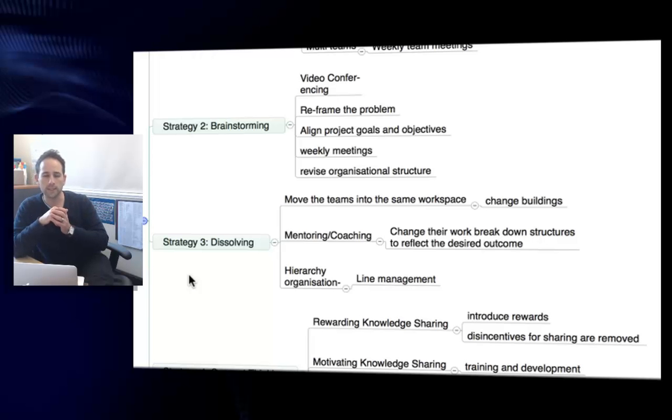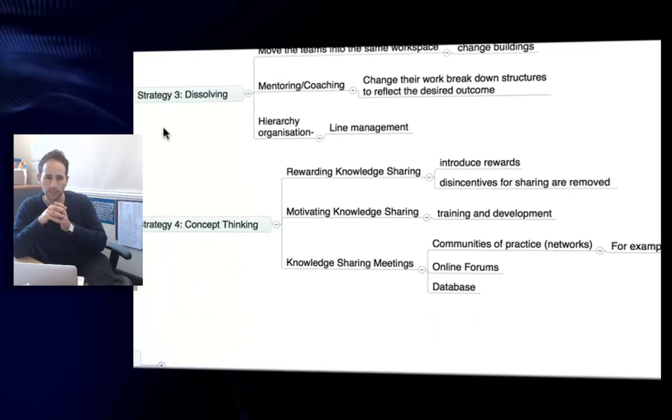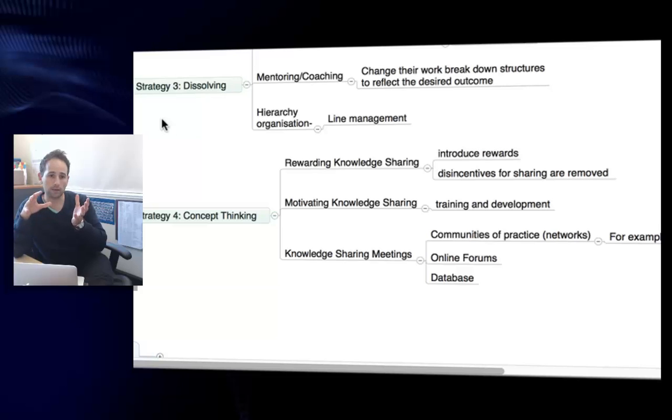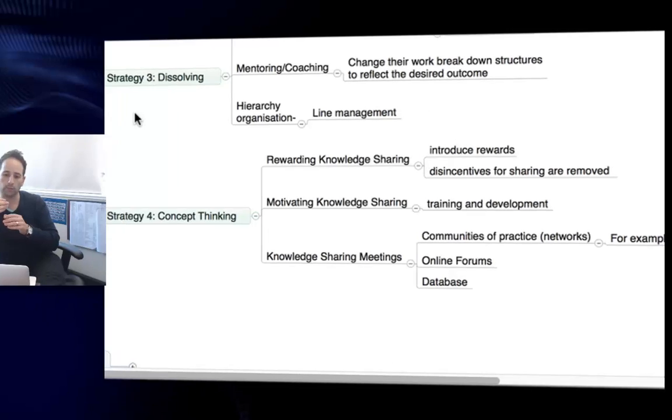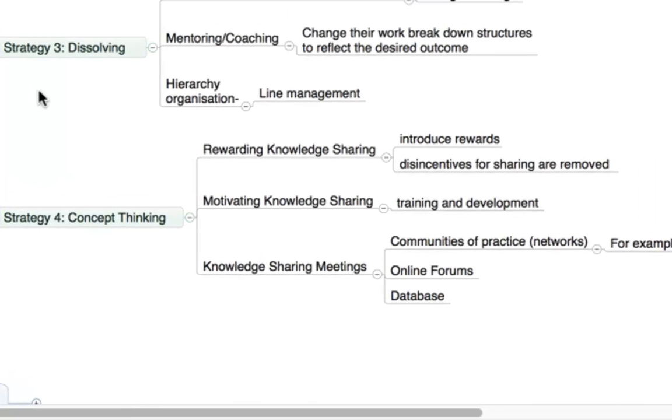Strategy 4 is concept thinking. Now, concept thinking is a design approach to problem solving, and essentially you're trying to come up with a holistic understanding of what the problem is. So I had 3 suggestions for this area, and one was centered around rewarding knowledge sharing, and you could do this by actually introducing a set of rewards, or you could come up with some disincentives for not sharing and making sure that those barriers are removed.